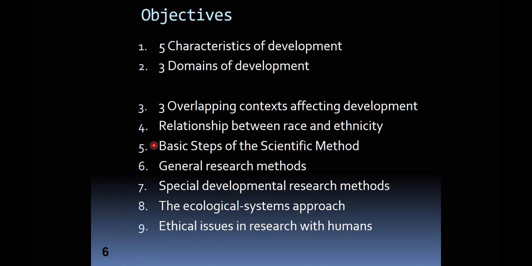We'll have a look at the basic steps of the scientific method, general research methods that are used to study people, as well as special methods used to study human development. And we'll have a look at this ecological systems approach and ethical issues in research with humans. There's a whole bunch of stuff in this chapter. Some of it you may say, I have no idea, don't understand what in the world domains of development are. Don't worry, once you've gone through this, you're going to know what those are all about.